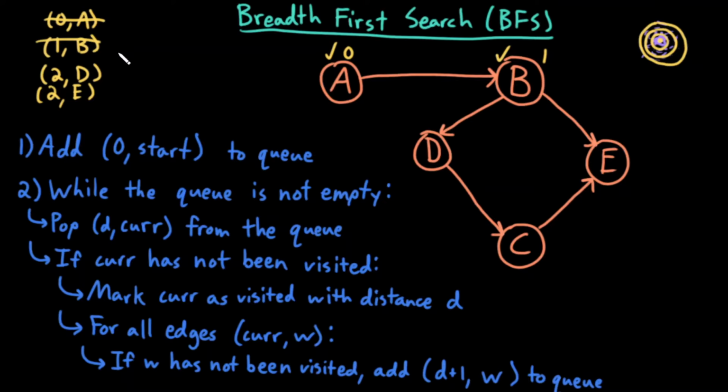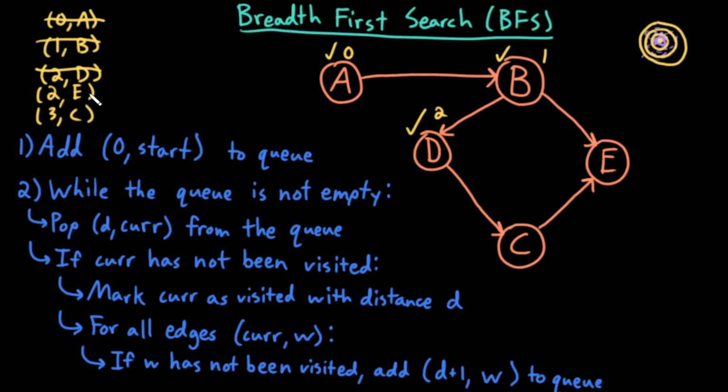While the queue is not empty, I pop off 2 D from my queue. So cur is D with distance 2. If cur has not been visited, nope, D has not been visited, mark it as visited, and it has distance d, so D is 2. For all outgoing edges from cur, D only has one outgoing edge, which is C. If the neighbor has not been visited, add d plus 1, w to the queue. So I add 2 plus 1, so 3, and the neighbor to the queue. That was the only neighbor of D, so D is done.